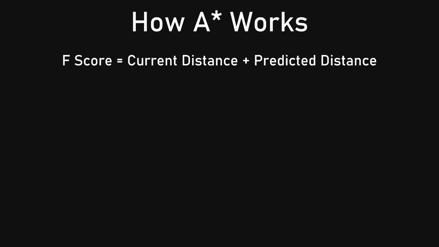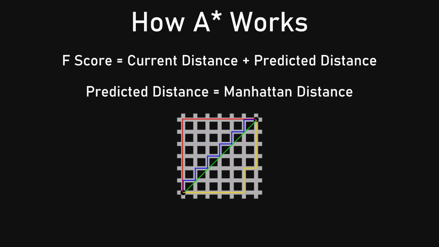The predicted distance for the f-score is found by taking the Manhattan distance between the current location and the end location. The Manhattan distance is the distance between two locations assuming you are unable to go diagonally. So in this image, it's the red, blue, and yellow lines, all of which are equal to 12. This distance is equivalent to taking the sum of the difference in the x and y coordinates, similar to the red line. By repeating this process of finding the neighbor with the lowest f-score and assigning an f-score to its neighbors, a shortest path can be found between the two locations.